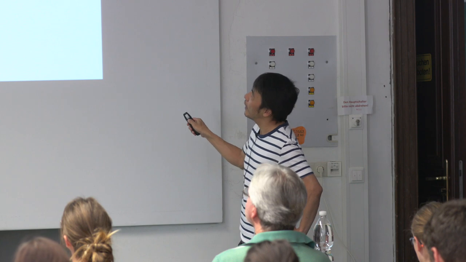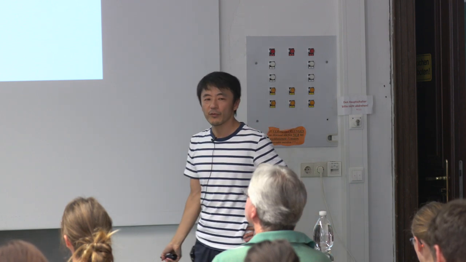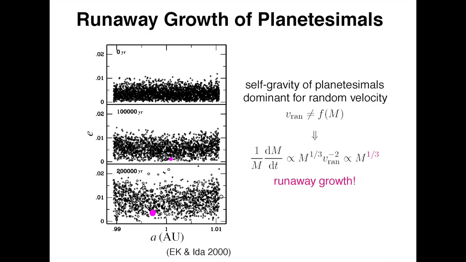So to understand this random velocity is very important. And I have already told you that initially, the growth mode of planetesimals is runaway growth, which is clearly shown by this experiment. This is semi-major axis and eccentricity, the result of an N-body simulation. Initially, all planetesimals have equal mass. And this is 100,000 years and 200,000 years. So you can see this one body growing very fast.